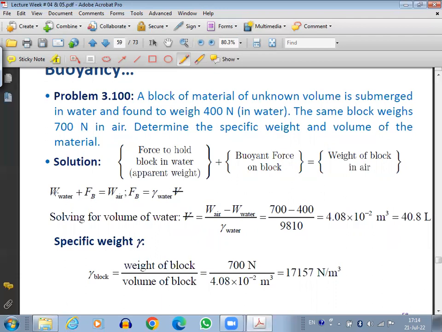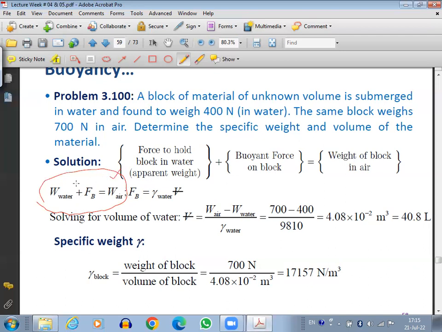So basically the formula we will have would be this. You see here, weight in air will be equal to the weight in water plus buoyancy force. The buoyancy force was the one which was countering some of the weight. So if you add buoyancy force to the weight in the water, it will give you the actual weight.